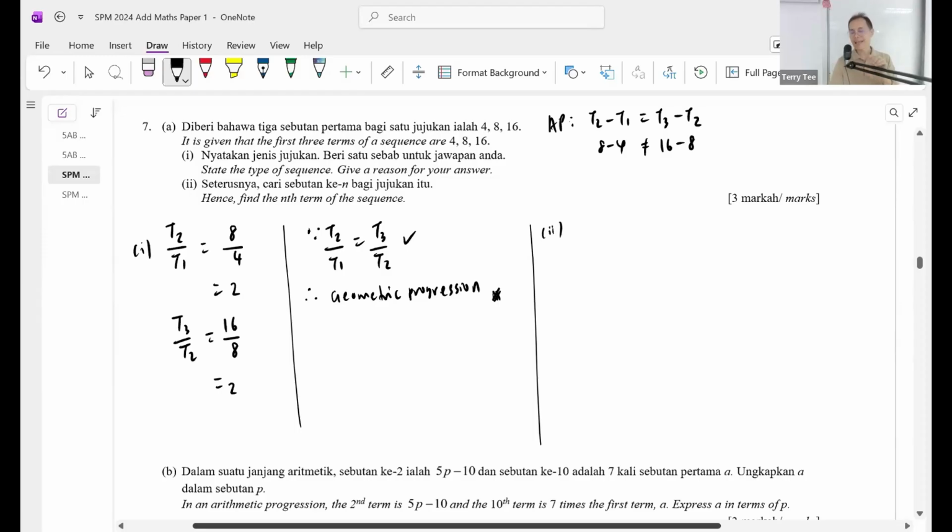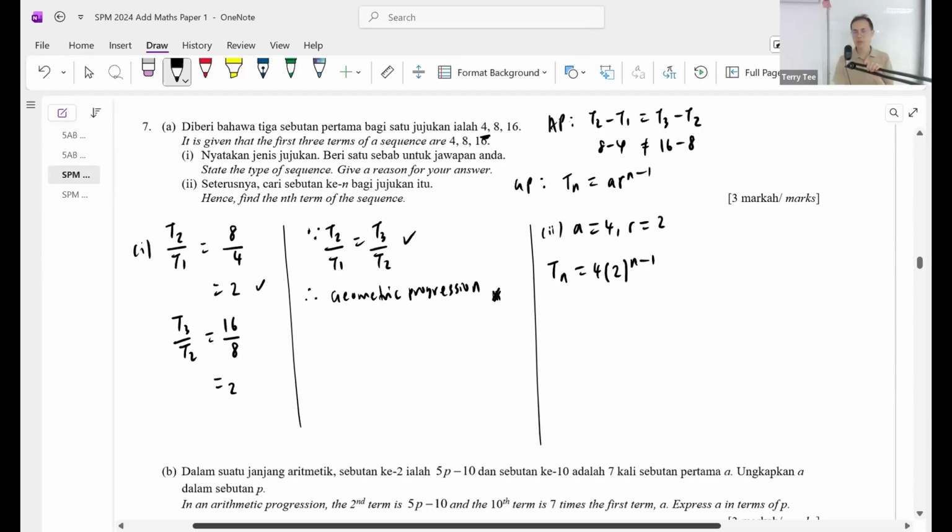Then they say, find the nth term of the sequence. Remember, for a geometric progression, your Tn is given by ar^(n-1). We know our first term. My first term a is 4, right? My common ratio I know is 2, from what we have done here. So the nth term will be ar^(n-1). Actually, you can simplify further.